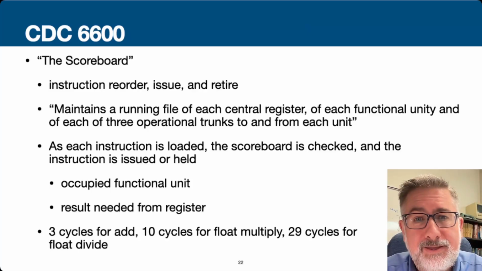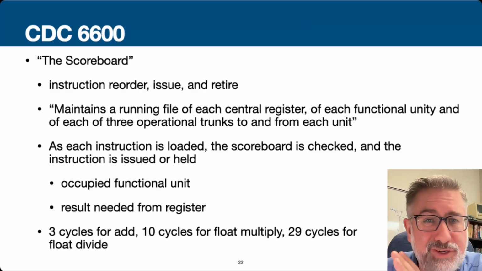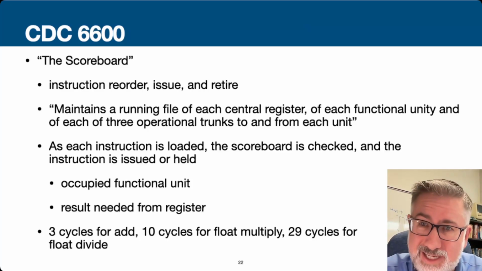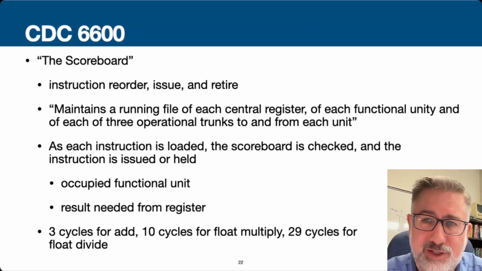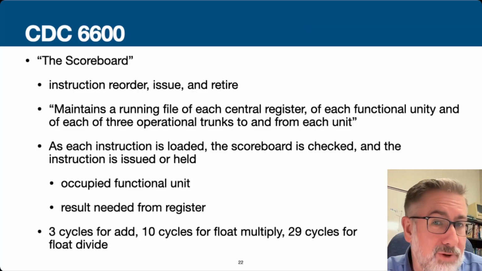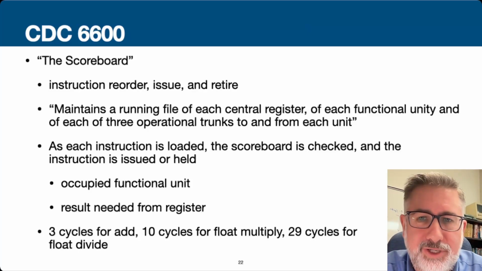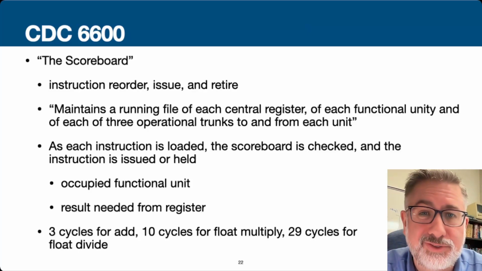So as each instruction is loaded, the scoreboard considers the resources required, and then deploys that instruction to the functional unit. This is also a recognition that different instruction functional units are going to take different amounts of time to execute. The addition functional unit takes only 3 cycles, whereas floating point multiply took 10 cycles, and floating point divide in this implementation took 29 clock cycles to execute.